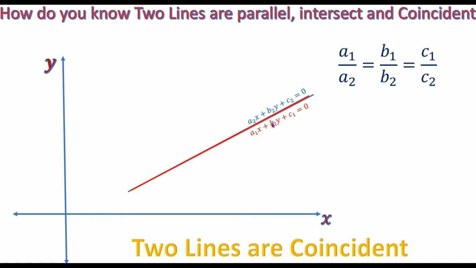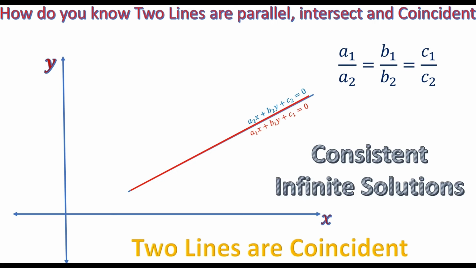How many solutions do these two lines have? Since these two lines are coincident, all the points along the line will satisfy both lines. So, these two lines have an infinite number of solutions. Any two lines that have at least one common solution are called consistent lines. Since it has an infinite number of solutions, these two lines are called consistent lines.